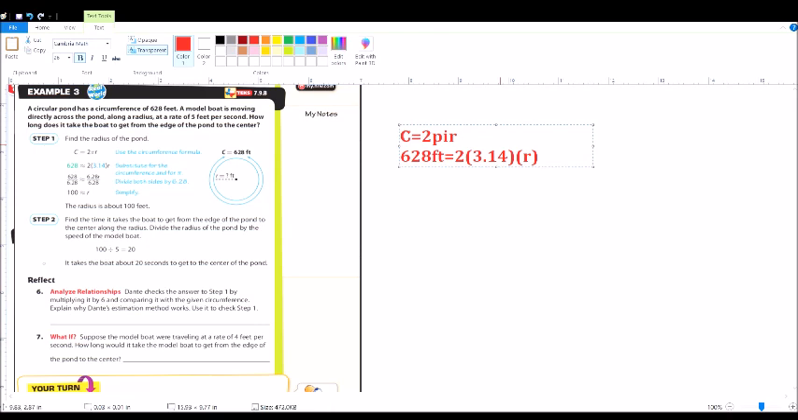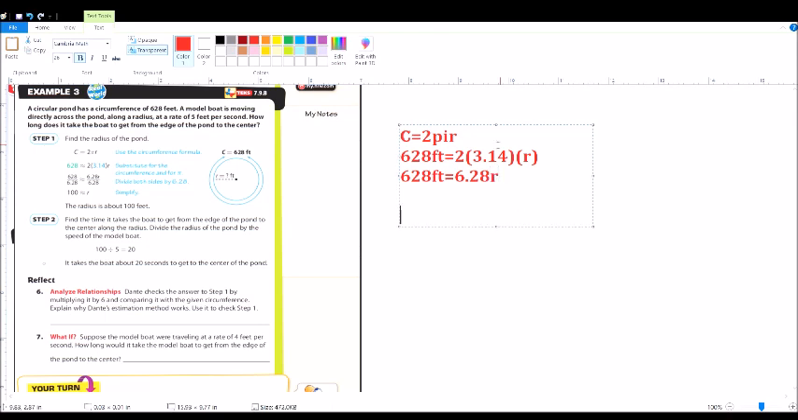Now we're going to use some basic algebraic maneuvering. First, we are going to divide both sides by what we get when we multiply 2 times pi. So we have 628 feet equals 6.28 times r.